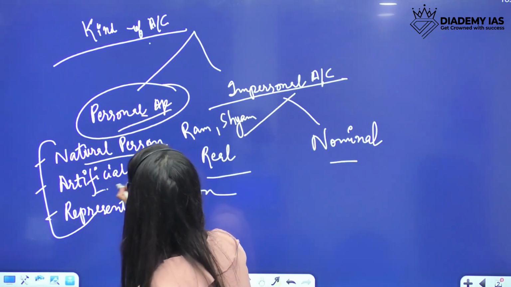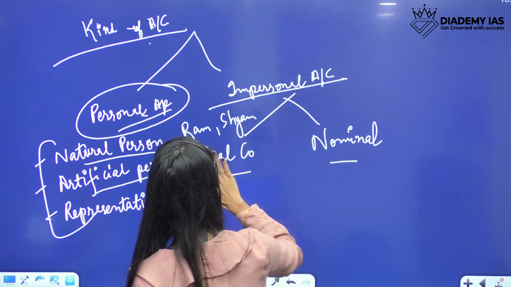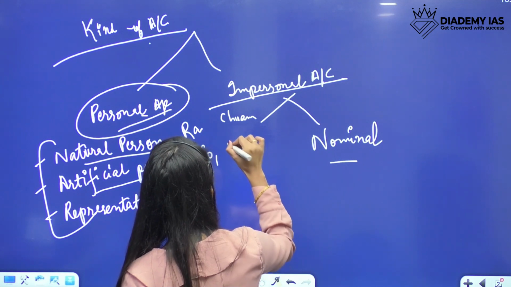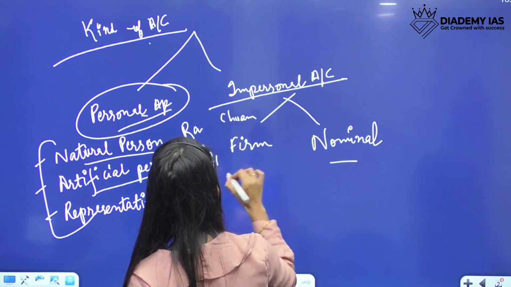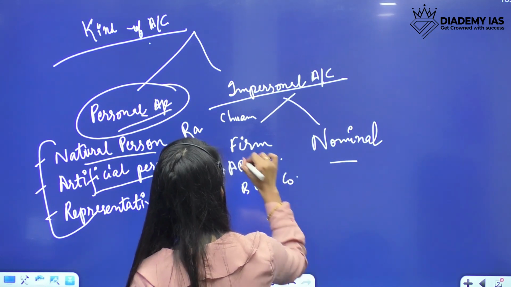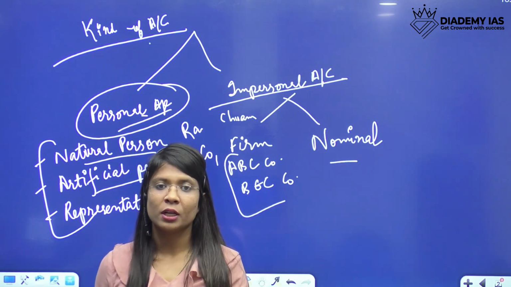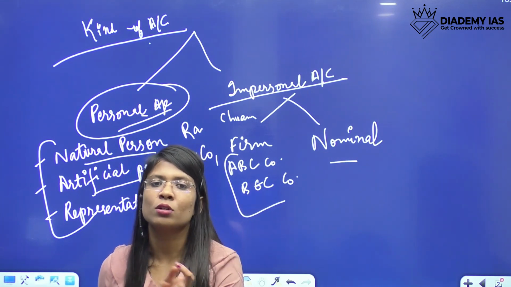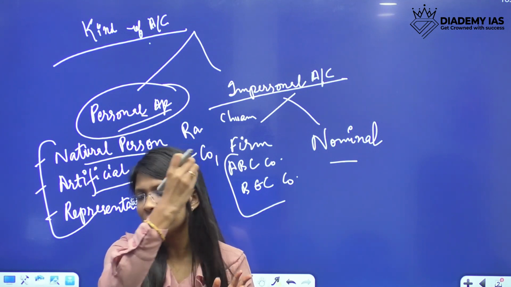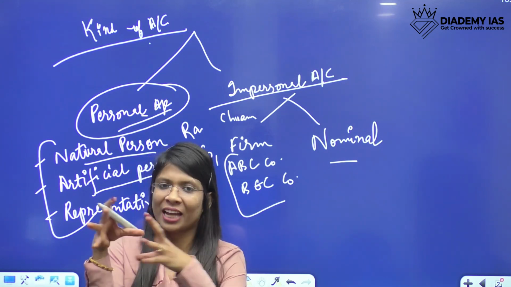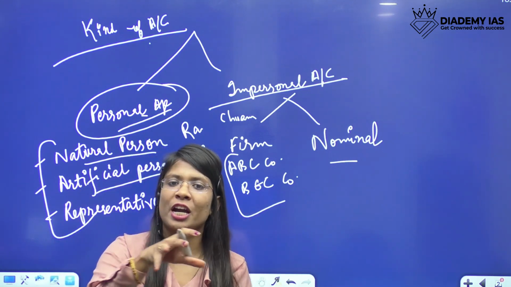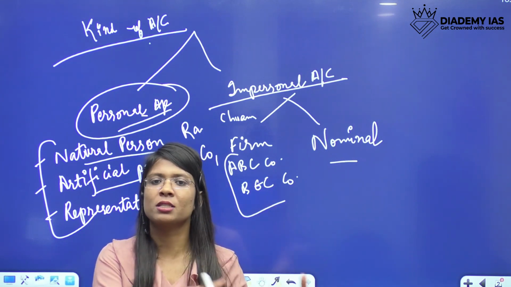Then the artificial person is a company, any firm. So if an entry is in the name of ABC company, then this is also a personal account. The question might ask, debtors is which kind of account. So we have to know the bifurcation, where debtors come in, where cash comes in, where outstanding expense comes in. We have to go through the details so that we know which kind of account this is. This is a very common question, whether it's personal, real or nominal.